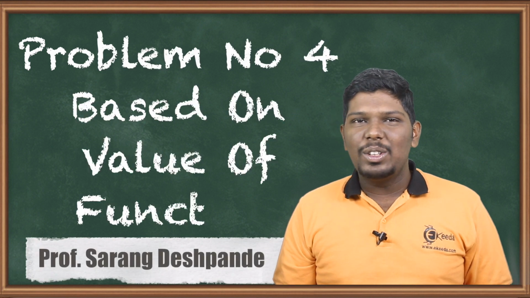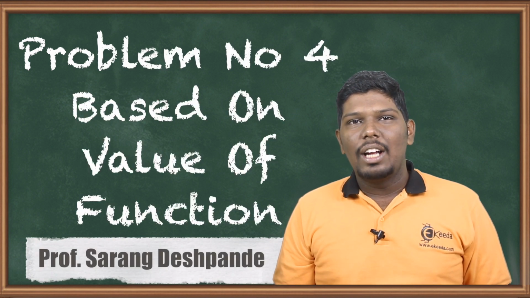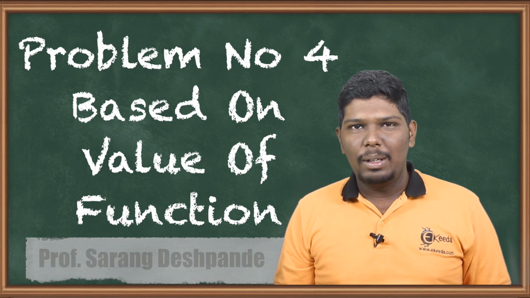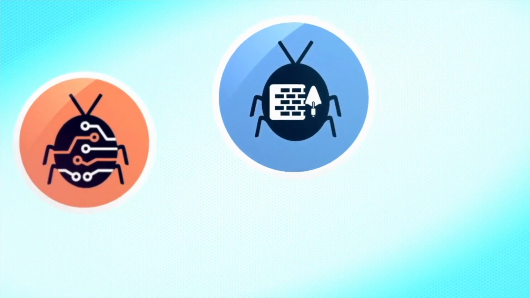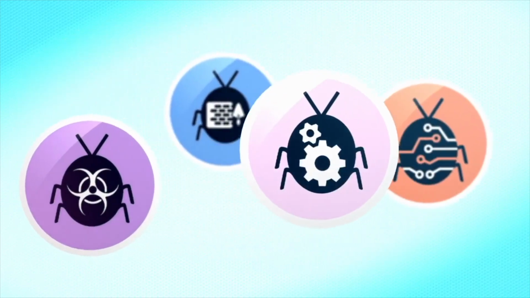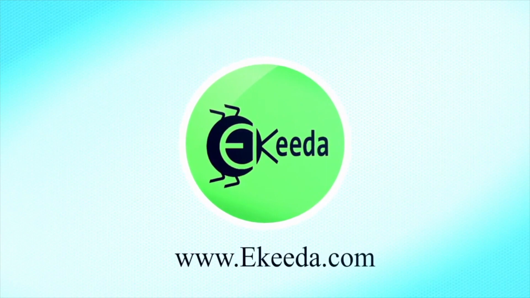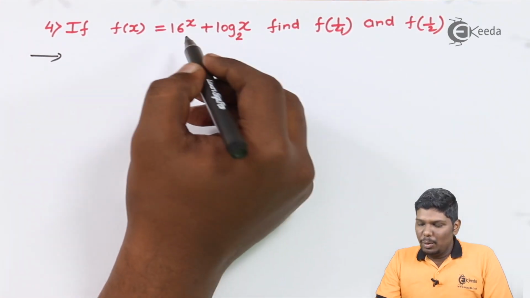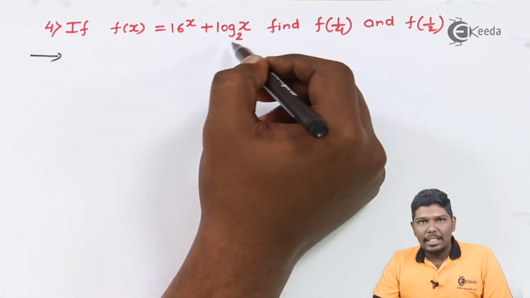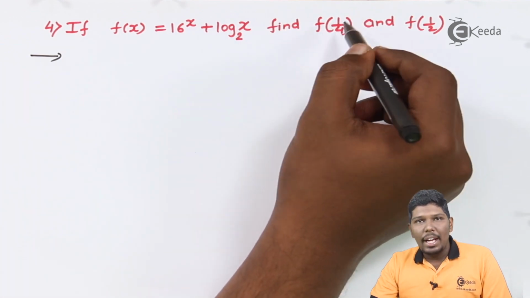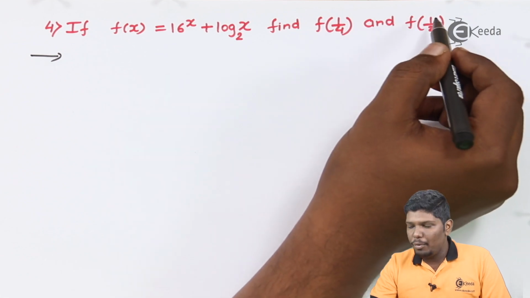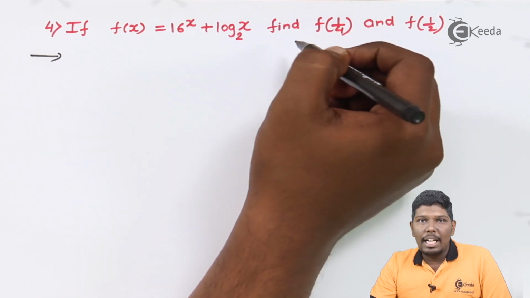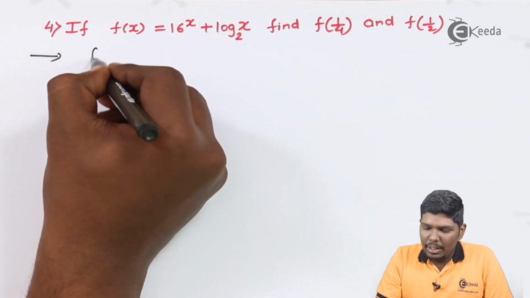In this video, we are going to start with problem number 4, how to solve the value of a function. Now, we'll start with the problem. The problem goes: if f of x is equal to 16 raised to x plus log x to the base 2, find f of 1 by 4 and f of 1 by 2. If you have seen the previous video, we have done a similar type of sum. Now let us start with the sum.